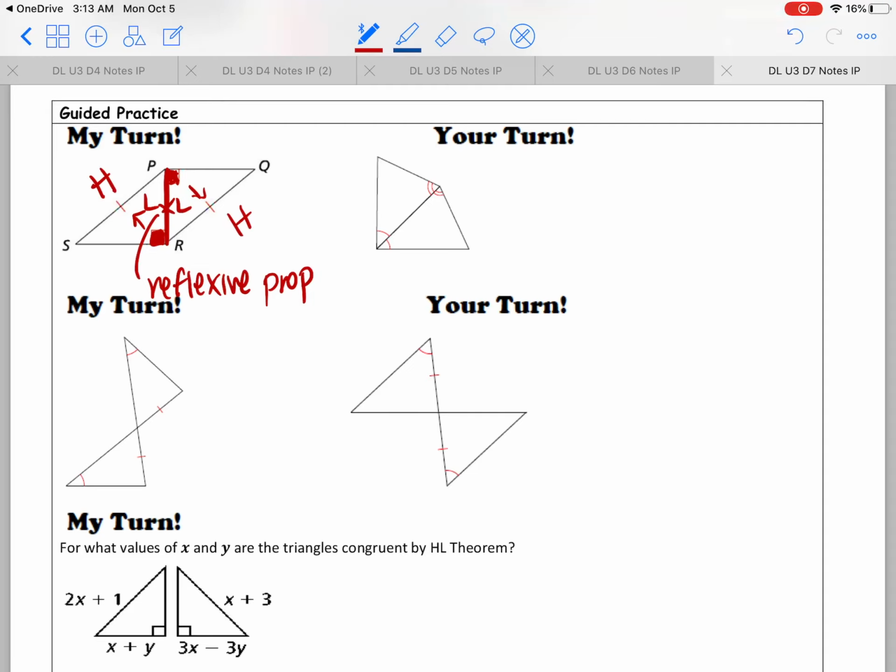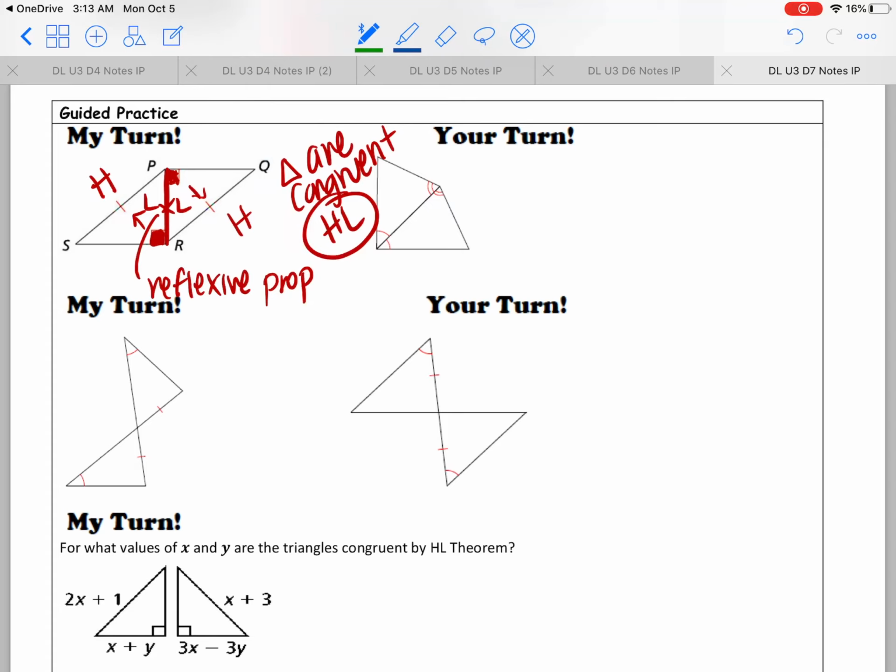So what can you conclude about these two triangles that are sharing a side? That the triangles are congruent, not just because they look the same, but because of the HL theorem.